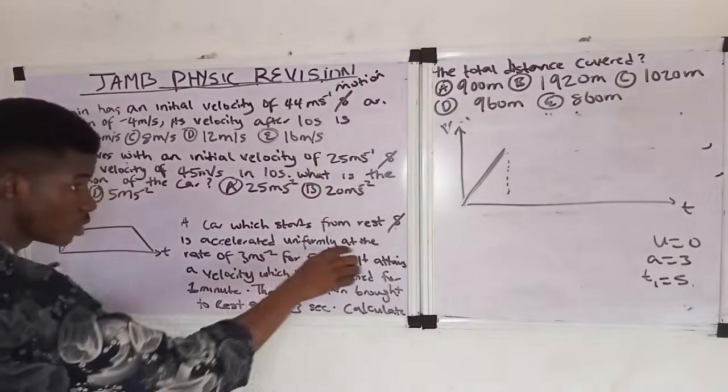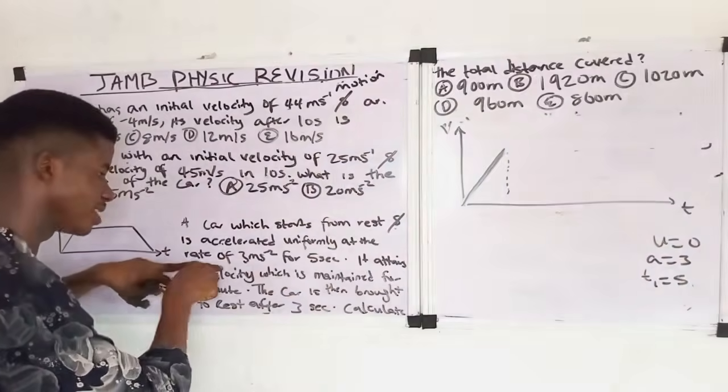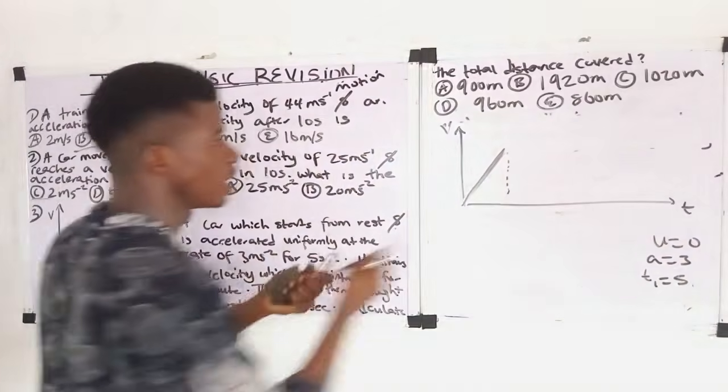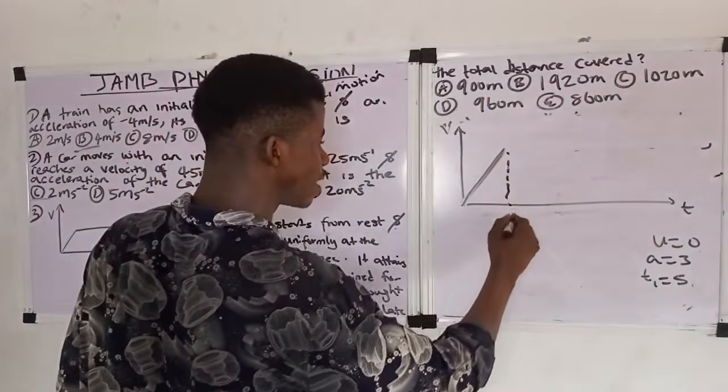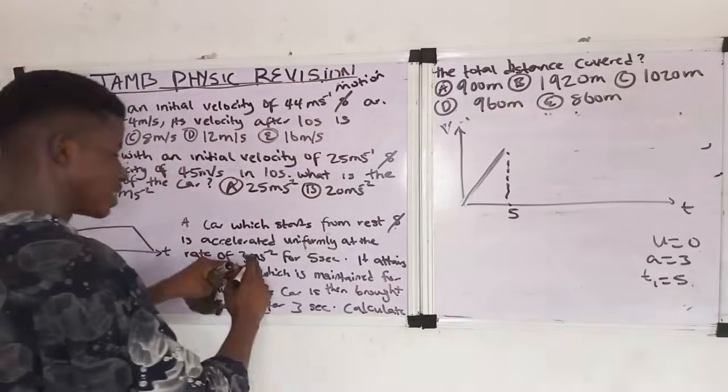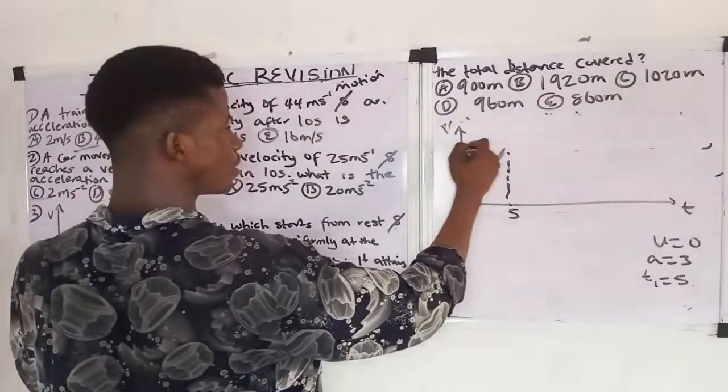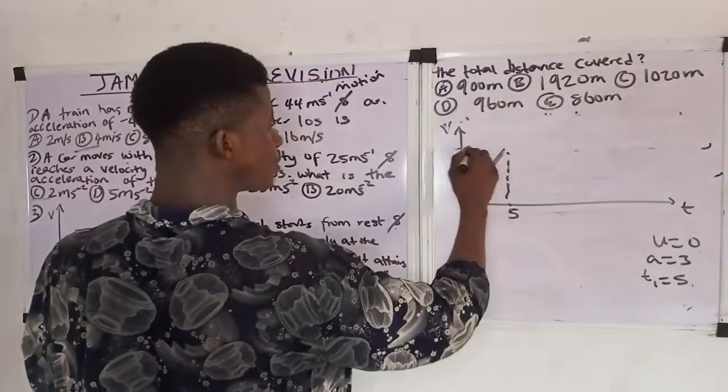They said it accelerated uniformly at the rate of 3 meter per second square for 5 seconds. So it accelerated at what time? 5 seconds, right? Now what about the velocity? Remember, here will be for velocity, right?